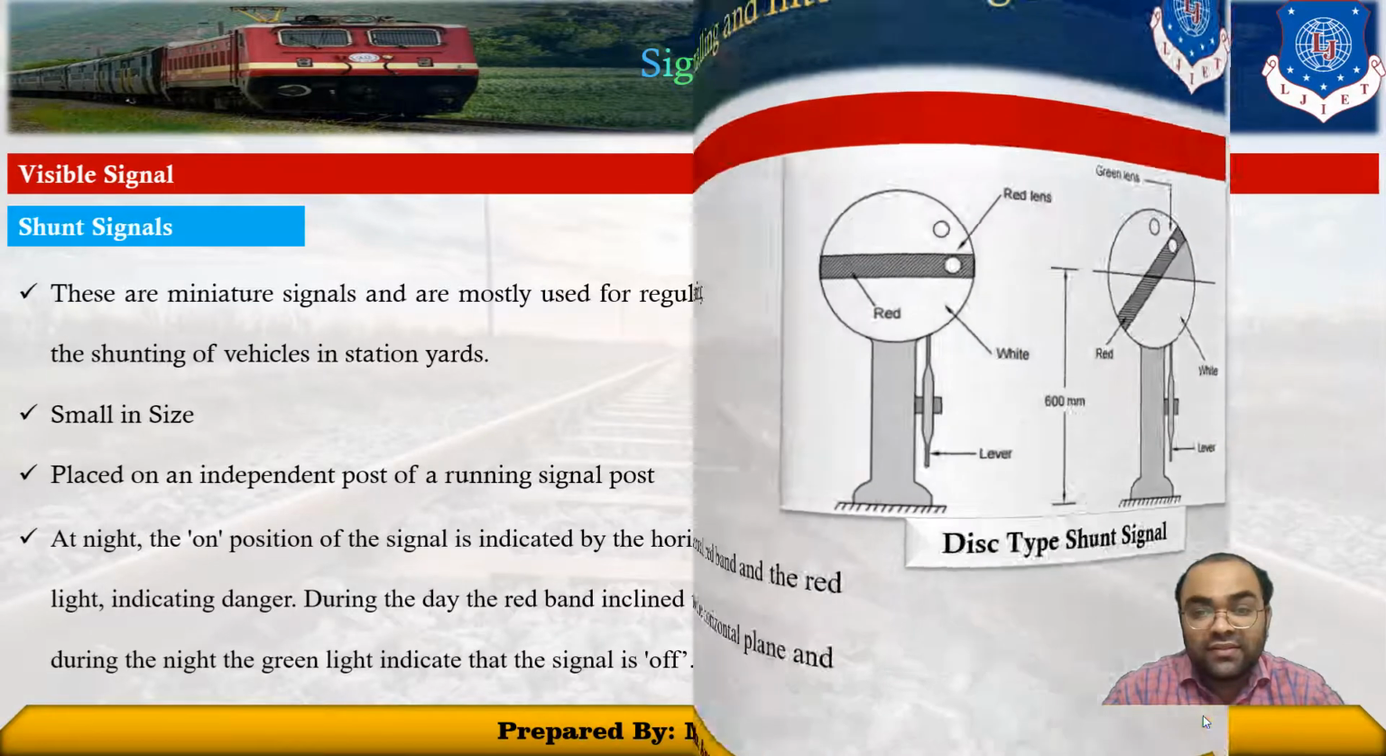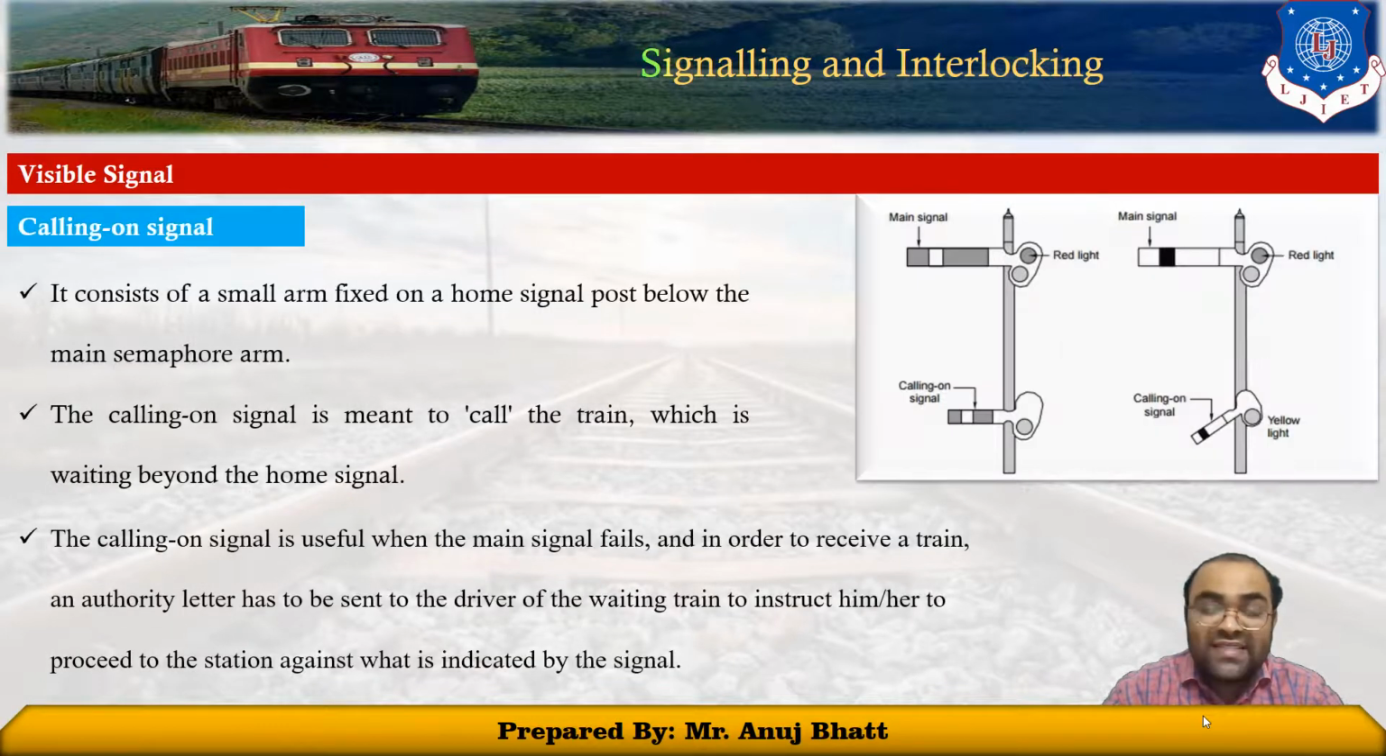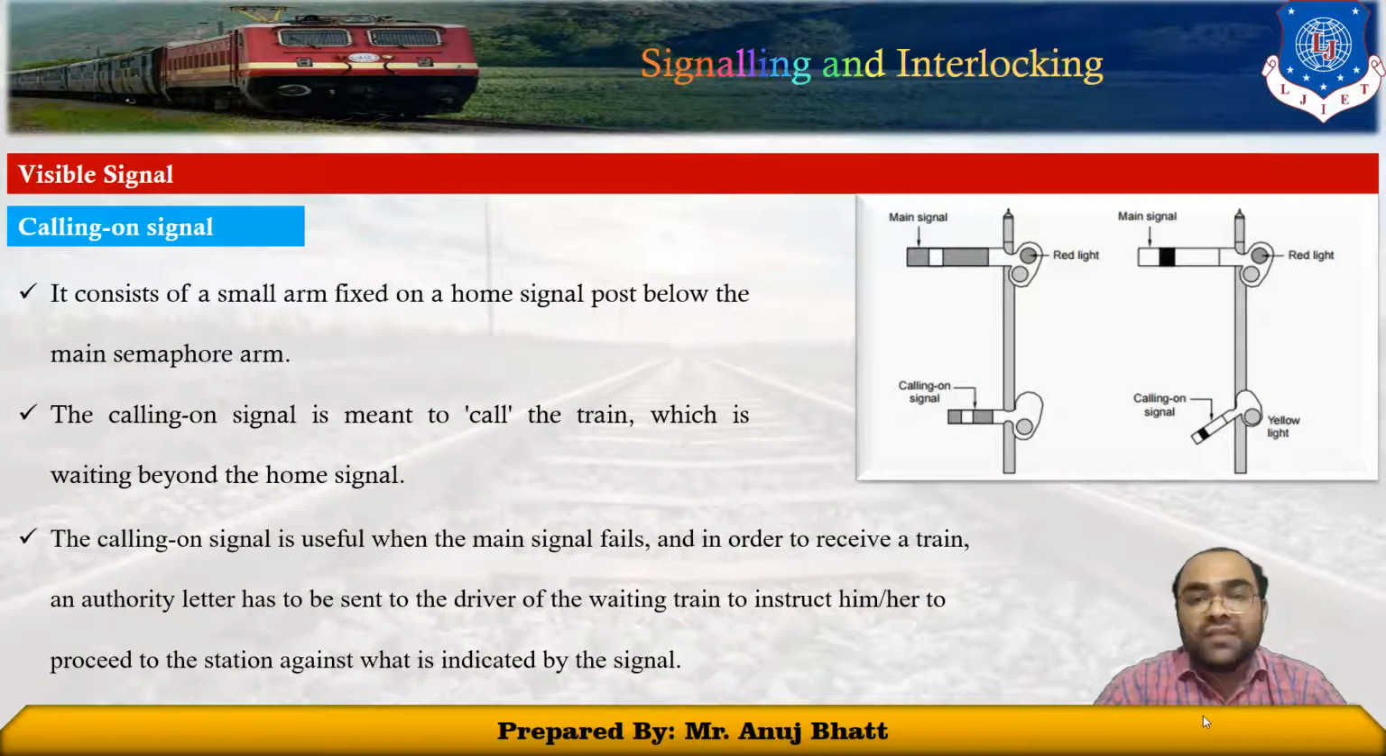The next, that is the calling on signals. Well, this is a small arm fixed on a home signal post below the main semaphore arm. When the main home signal is in the horizontal position, it is called the off position, and it indicates that the train is permitted to proceed cautiously on the line till it comes across the next stop signal.